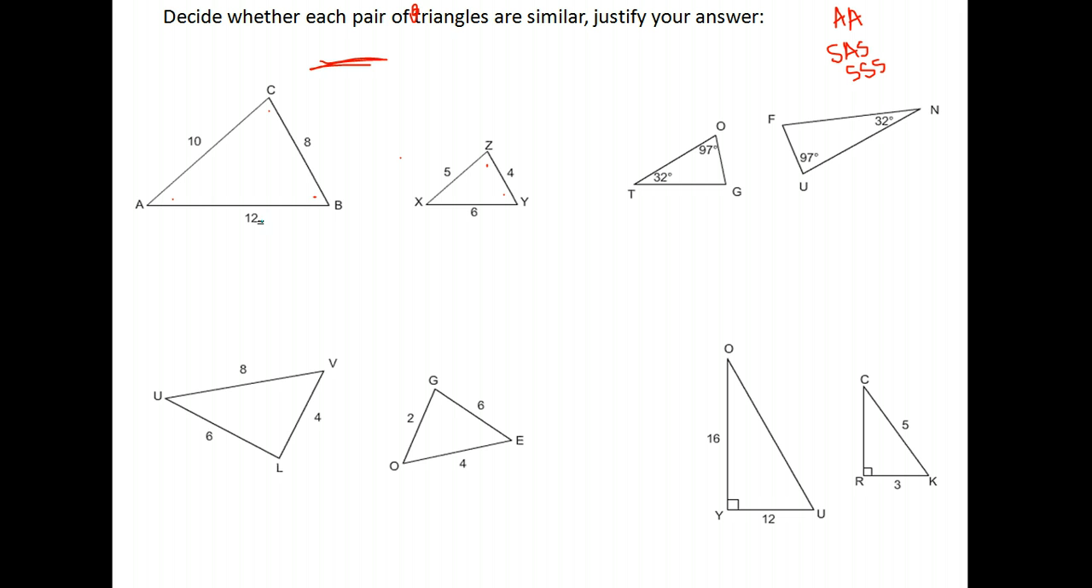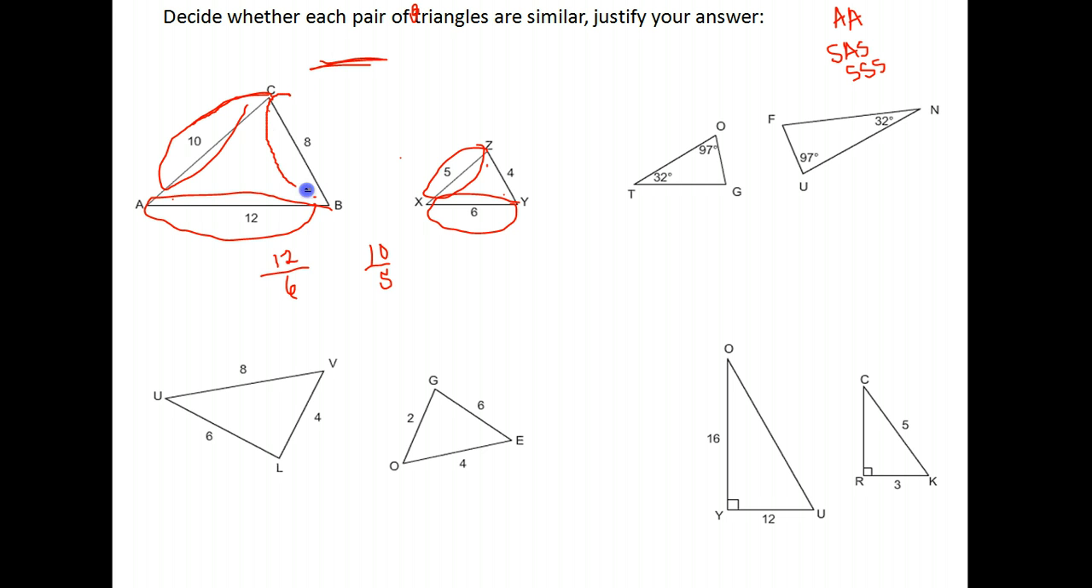So what I do now is set up my fractions to see if I have equal fractions here. Okay, so line up your corresponding sides. The longest side of this triangle, which is actually down here, 12 is the longest side of this triangle, should match up with the longest side of this triangle. So 12 to 6. The next longest side on this triangle was 10. It should match with the next longest side on this triangle, 5. So 10 over 5. And finally, we have our shortest side of this triangle should match up with the shortest side of this triangle, 8 to 4.